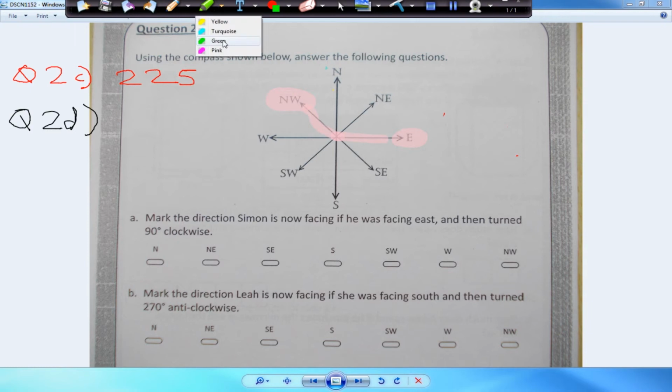So let's have a look. We're turning from here to here. Let's work out the angles now. From here to here is how much? 45. It's half a quarter of a turn. And that's a quarter of a turn, which is going to be 90. So 90 add 45 will give us an answer of 135 degrees. Done. Okay, that's the end of question 2.